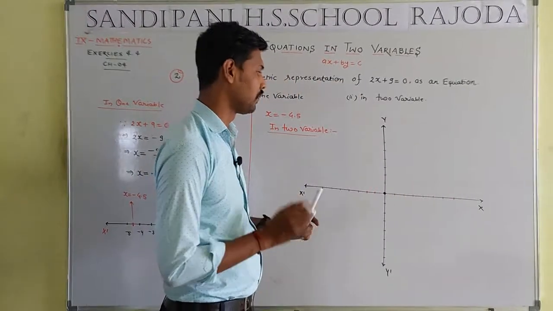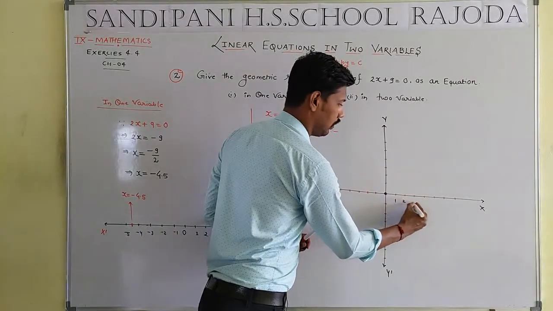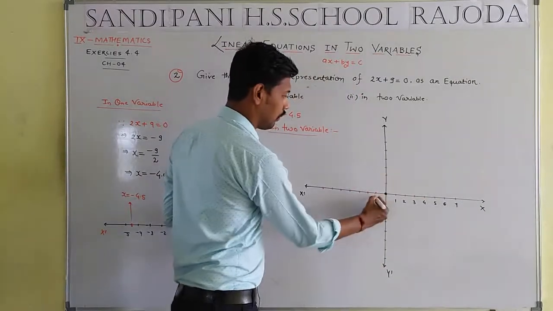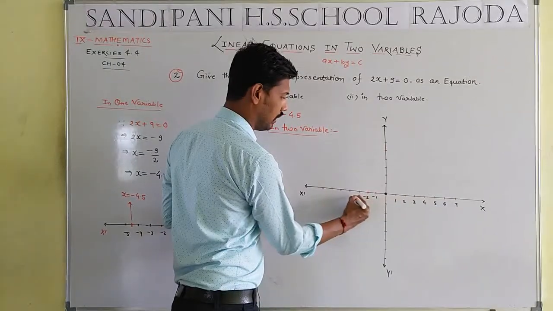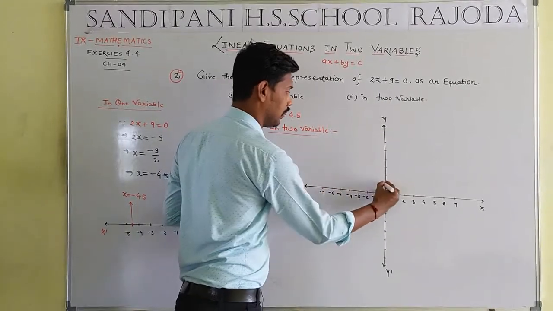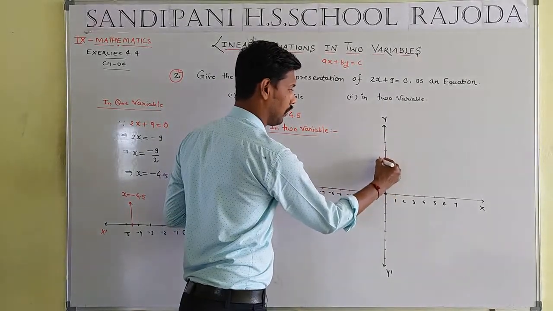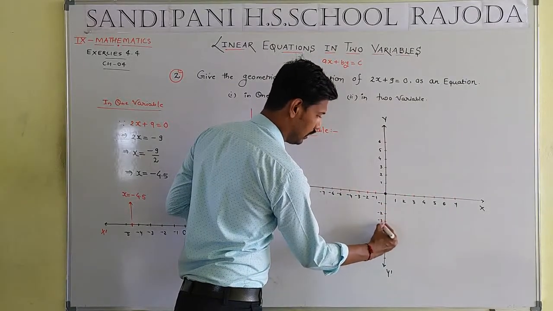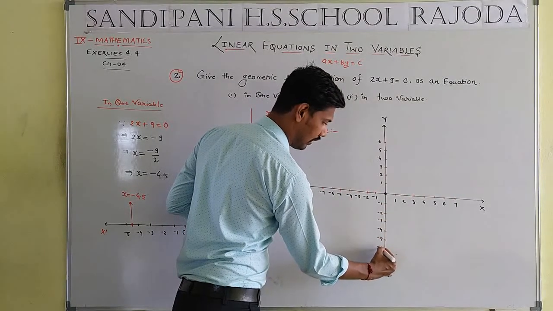Student, one more time. ठीक है, 1 2 3 4 5 6 7. 1 2 3 4 5 6 7. 1 2 3 4 5 6. 1 2 3 4 5 6 7.